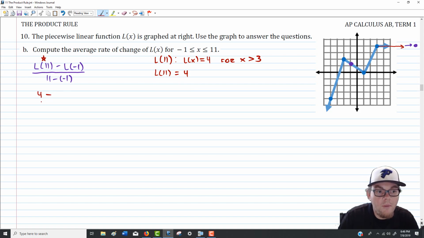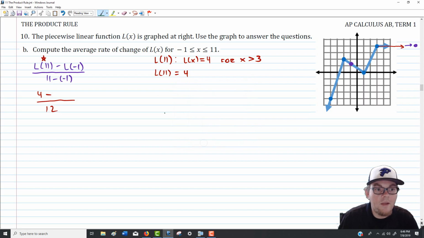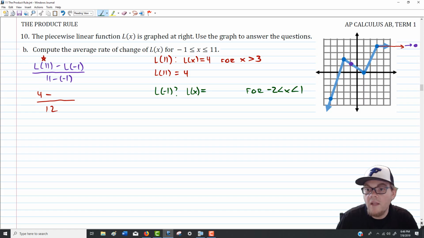In fact, we've now got 4 minus something over 12. Our big problem is now we have to figure out what's happening with L of negative 1. So what we need to think about is what is happening with L of x in that region. Looking up at our picture, we're interested in what's happening from -2 to 1. It's this line that's right there.